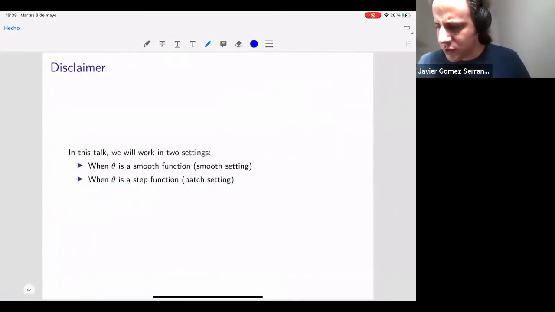So throughout this talk, I'm going to be focusing mostly on two settings. And if I'm not, then I will explicitly say so. There are a bunch of slides on some other setting, but mostly I will consider omega, the vorticity, to be either a smooth function, and then I will say that I'm in the smooth setting, or a step function, or a patch setting, or a patch-like solution. Okay, so theta is going to be either a nice smooth function with the appropriate decay at infinity, I'm not going to be worrying about that, or a collection of characteristic functions of some domains.